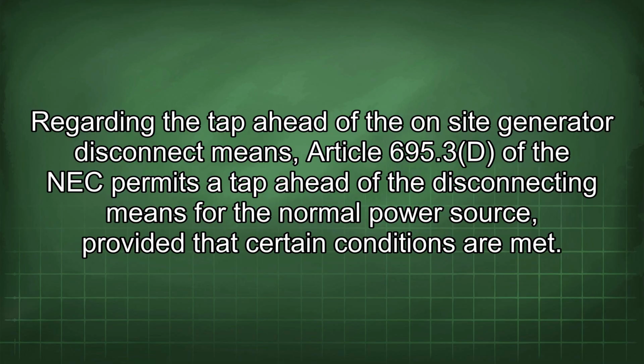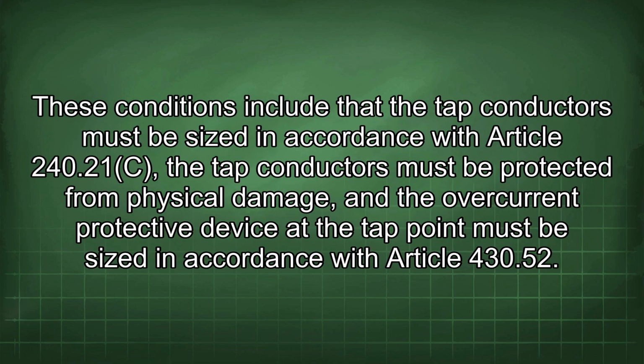Regarding the tap ahead of the on-site generator disconnect means, Article 695.3d of the NEC permits a tap ahead of the disconnecting means for the normal power source, provided that certain conditions are met. These conditions include that the tap conductors must be sized in accordance with Article 240.21c, the tap conductors must be protected from physical damage, and the overcurrent protective device at the tap point must be sized in accordance with Article 430.52.